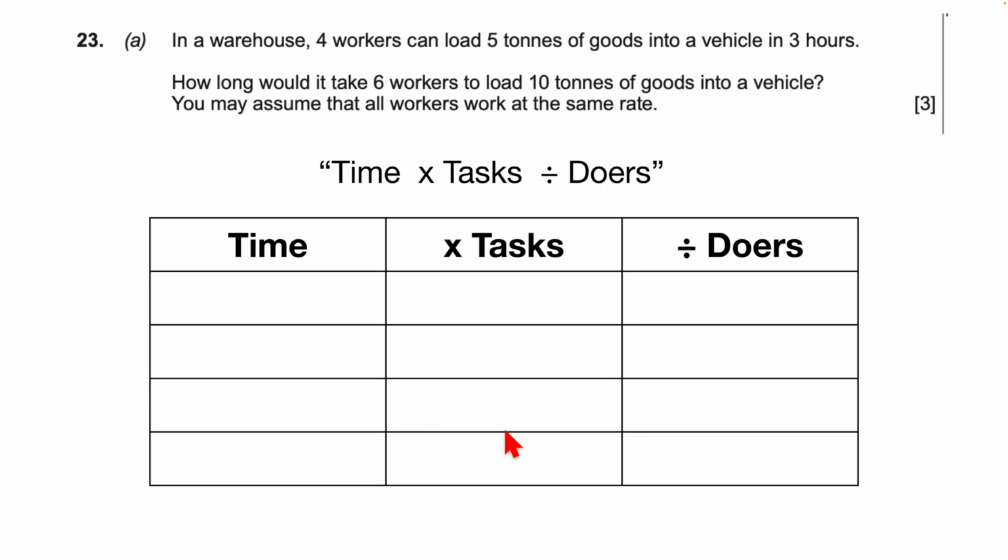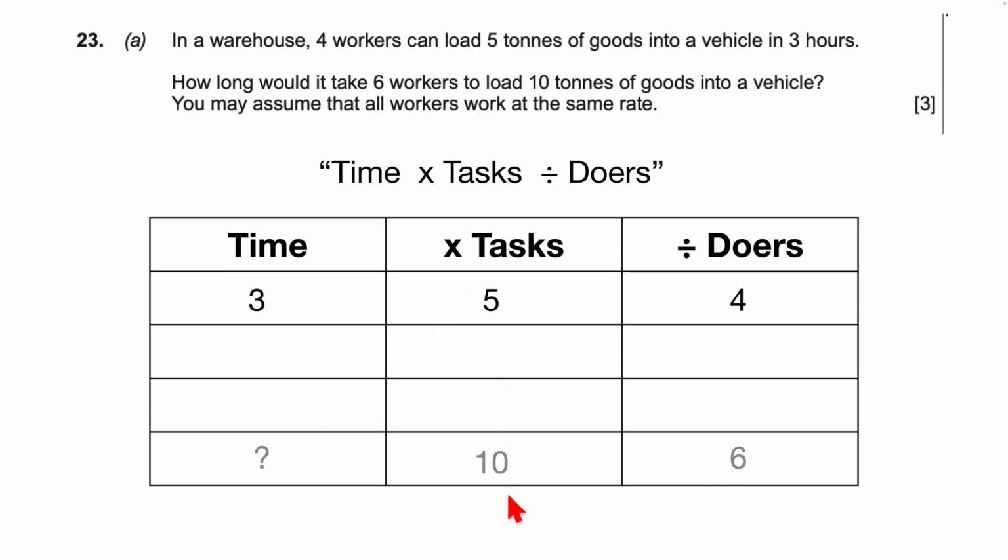And finally, this is the hard one. 3 marks for this. Again, they're coming in later in the exam. Time times tasks divided by doers. 2 T's here, times tasks, and 2 D's, divided by doers. That's why I hope it's memorable. So the information we are given: it takes 3 hours for 5 tons to be unloaded by 4 doers. And we want 10 tons, and we want 6 doers, and we want to know what the time is.